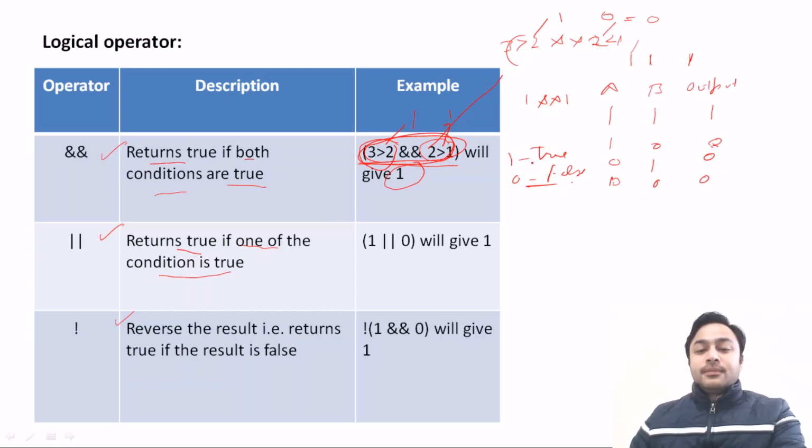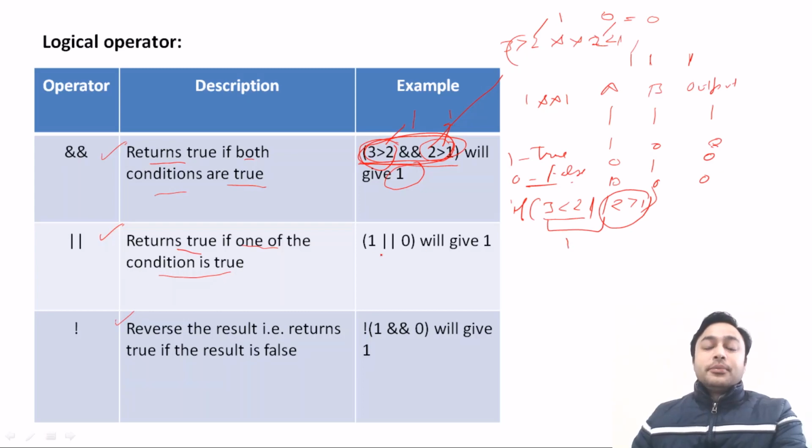In the case of logical OR, it will return true if any one of the conditions is true. For example, if 3 is less than 2 and 2 is greater than 1, here this condition is false but this condition is true. So the final value will be 1, because in the case of OR, if any input is 1, the output will be 1.